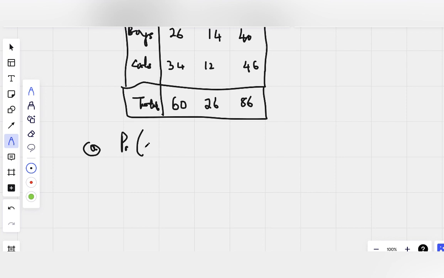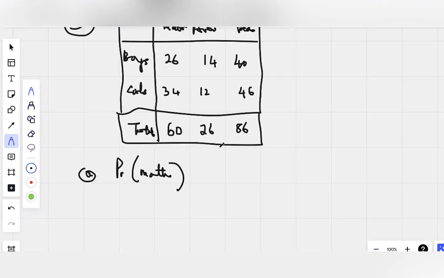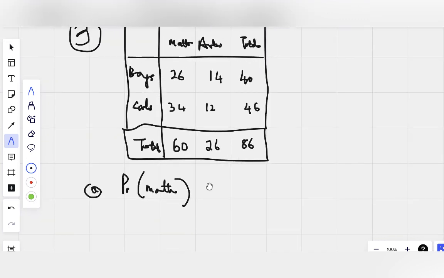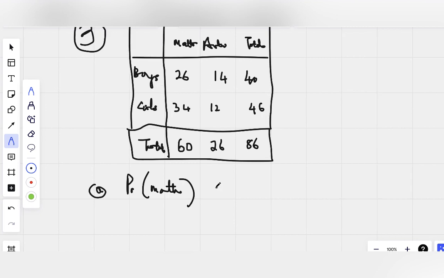So what we do, we find the total number of students that are doing mathematics, whether they're boys or girls. The total number of students in the class that are taking mathematics is 60. Out of a class of what? Out of a class of 86. The total students in the class is 86.